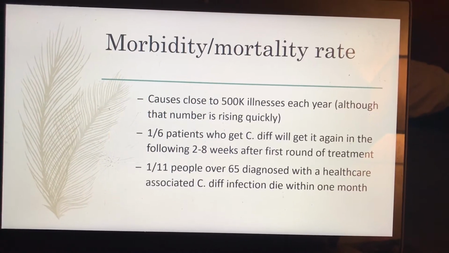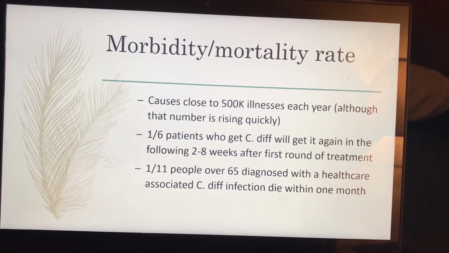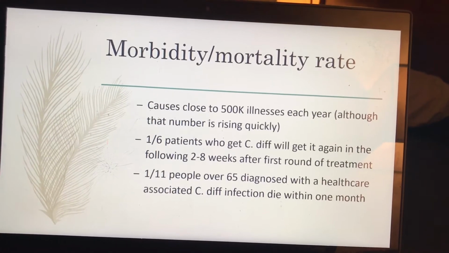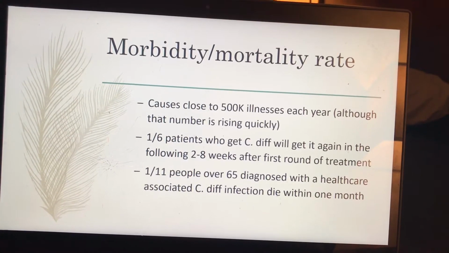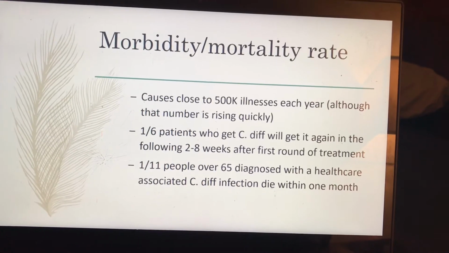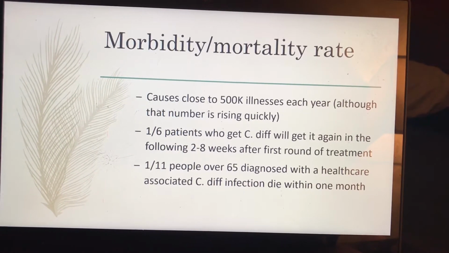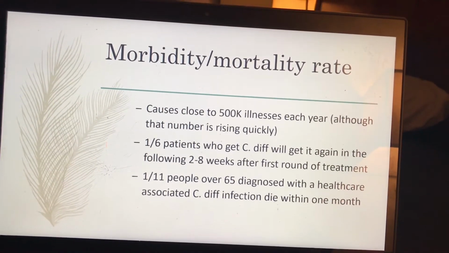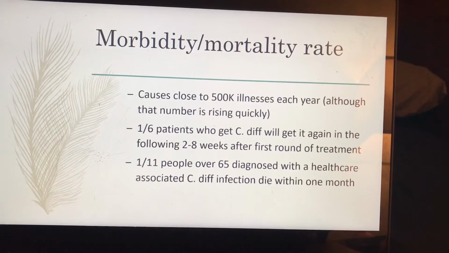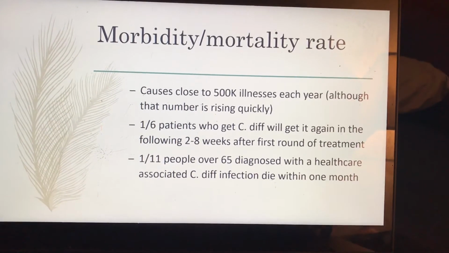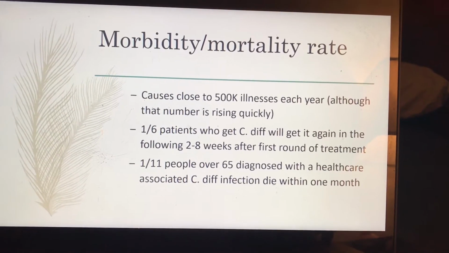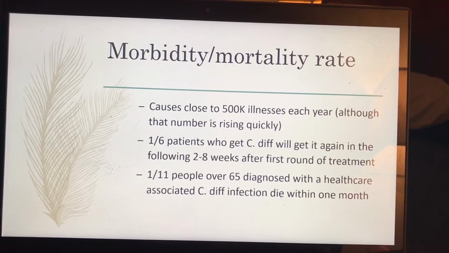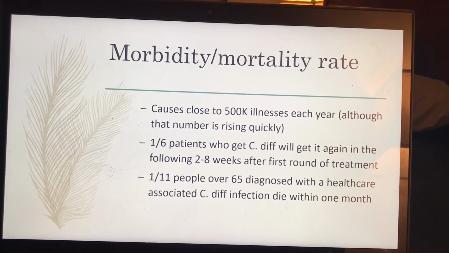If the patient tested positive again in the first 2 weeks after the end of treatment, they would assume that this is the same bacteria that never went away. But if it's the new bacteria, they would say it's a reoccurrence. And that's where that statistic comes from. Lastly, 1 out of 11 people over the age of 65 diagnosed with healthcare-related C. diff infection would die within 1 month. That's roughly 9% of patients above the age of 65.